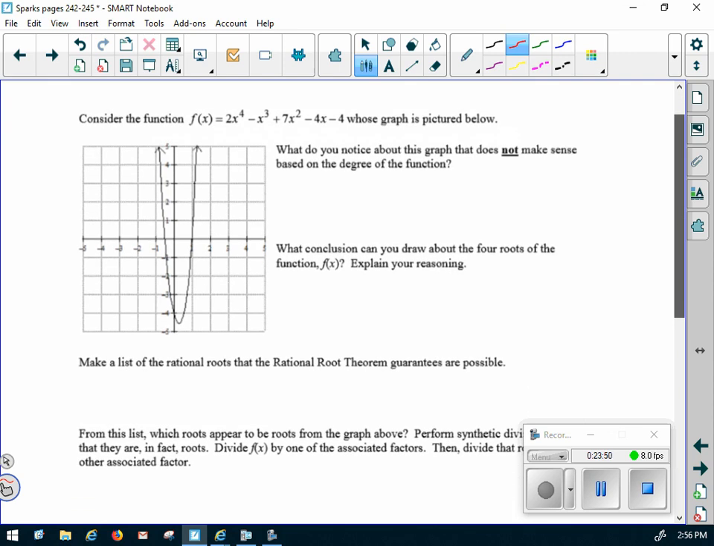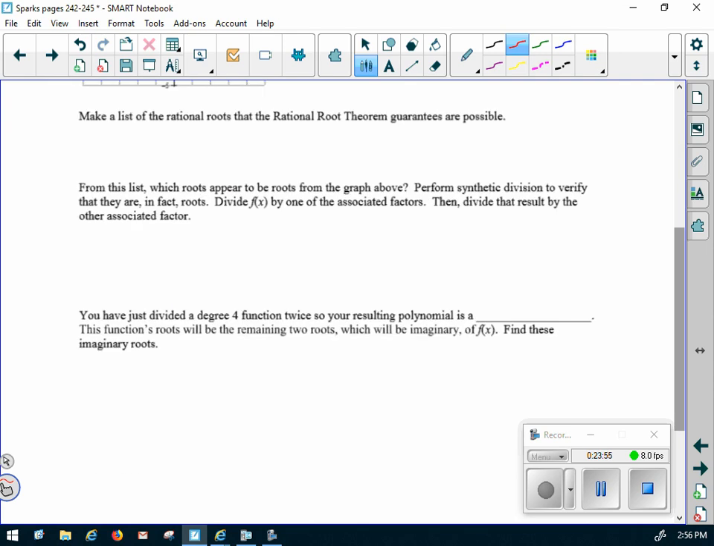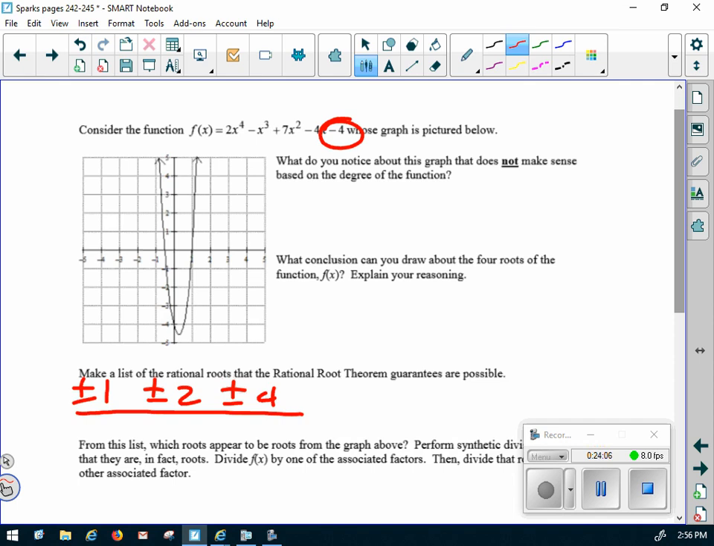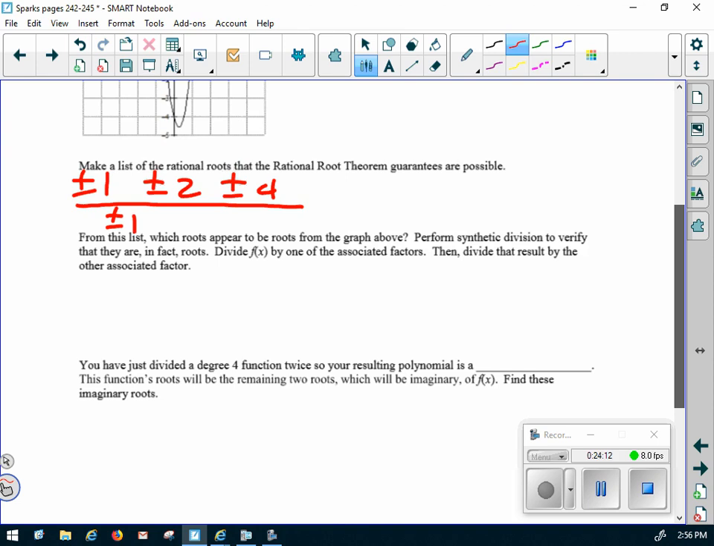What are the possible numerators? Yep. Plus or minus 1, 2, and 4. What are the possible factors in that denominator? So let's write out the list. Plus or minus 1 over 1, plus or minus 1 over 2, plus or minus 2 over 1, plus or minus 2 over 2, which is 1, which we already have.